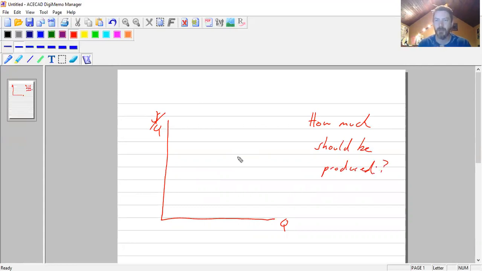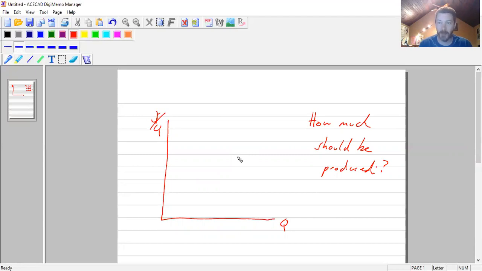How much should be produced? Before, in chapter 4, we talked about how much will be produced. We just talked about individual consumers, individual producers. We talked about how the price mechanism works, and how the market will settle at an equilibrium. Remember, any price could emerge in a market randomly, but prices are going to yield excess demands or excess supplies.